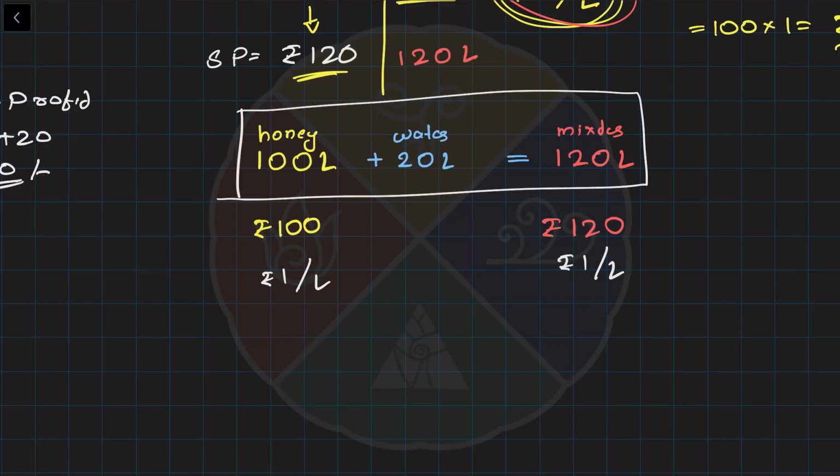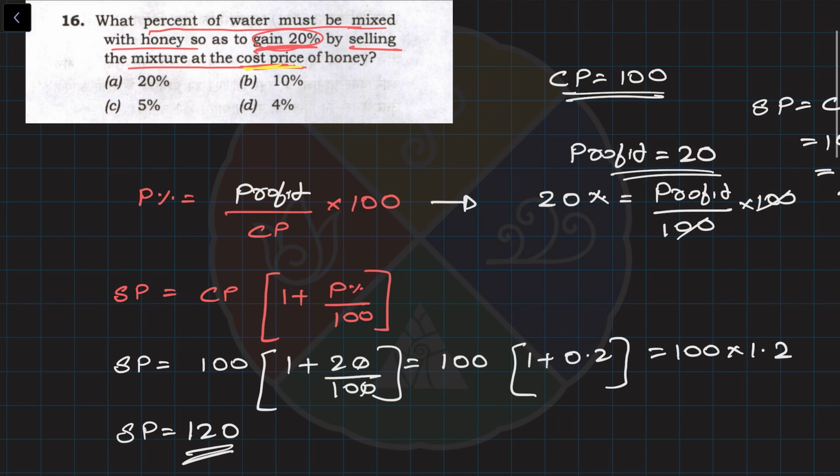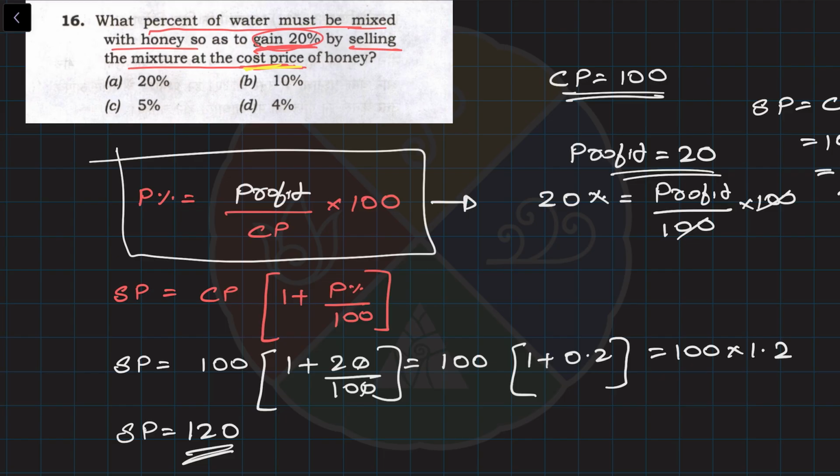Now let's get back to the question. The question is asking what percentage of water must be mixed with honey. Whenever you have to calculate a percentage, for example, converting profit into profit percentage, we have an observed value, we divide it by the base value and multiply it by 100.